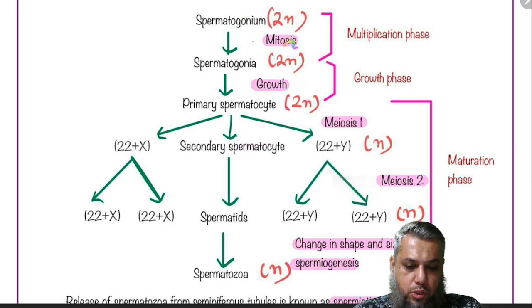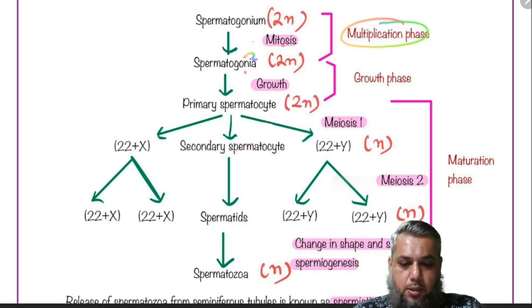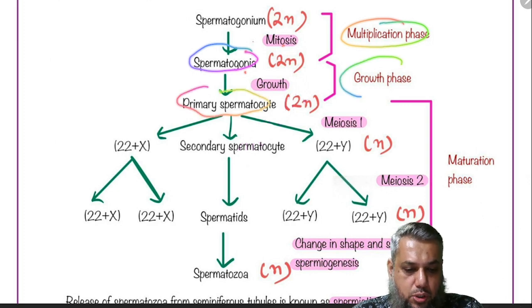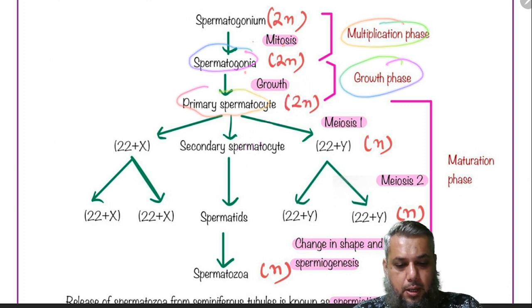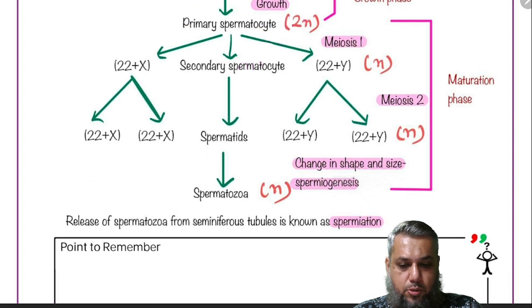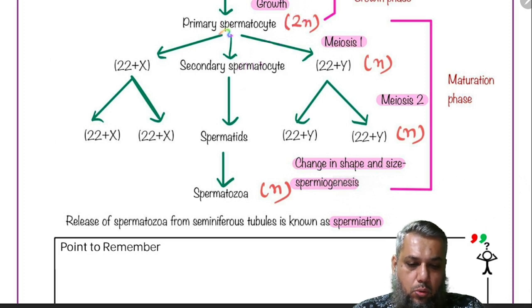Spermatogonium माइटोसिस करते हैं स्पर्मेटोगोनिया फॉर्म करने के लिए, और इस प्रोसेस को बोलते हैं मल्टीप्लिकेशन फेज. Spermatogonia grow होता है to form the primary spermatocytes. That is called the growth phase. Now, the primary spermatocytes, they undergo meiosis 1, resulting in the formation of the secondary spermatocytes. These secondary spermatocytes are now haploid because meiosis 1 is a reductional division.